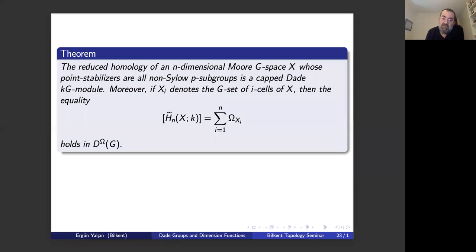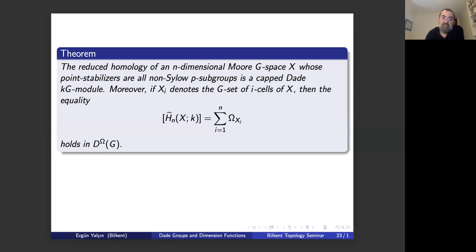So in some ways, we're finding the exact class that we need. The class of KG modules which are realizable are these Dade KG modules. So the reduced homology of an n-dimensional Moore space, whose point stabilizers are all non-zero p-subgroups, is a Dade KG module. And we can also give an exact description of the class in the Dade group.